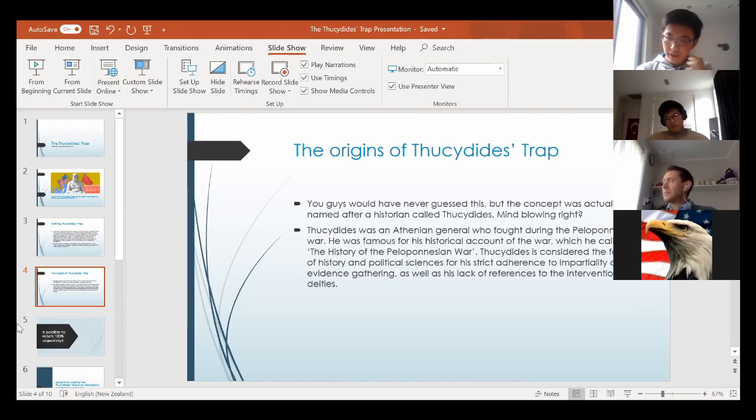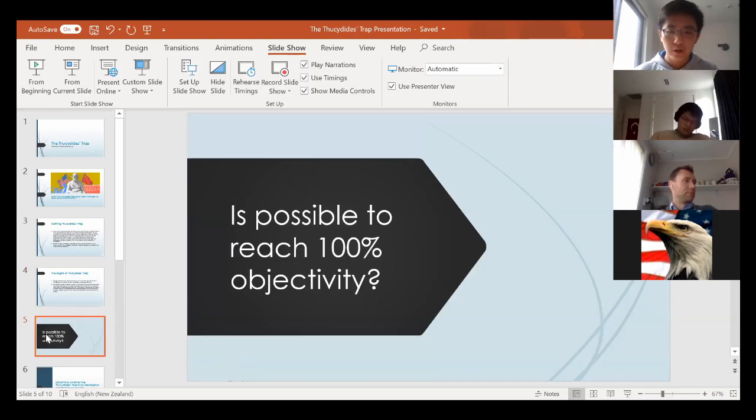Which, I wouldn't agree with this statement. When it says the strict adherence to impartiality and evidence gathering, I wouldn't agree with this. Which leads me to my first question, which is, you know how Dr. Eddie talks about how you should never use the word bias because everyone is subjective in some ways. If we flip the question and say, is it ever possible to reach 100% objectivity?